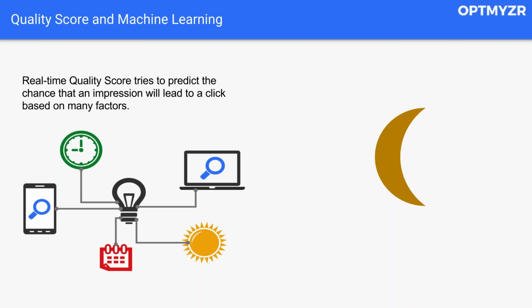And so as far as humans being teachers to the machines, here's a cool example. We looked at Quality Score. Real-time Quality Score looks at all these factors that may help predict how good an ad will be. So what time of day is it? What type of device was the user on? The keywords. Those are the factors we all know about.